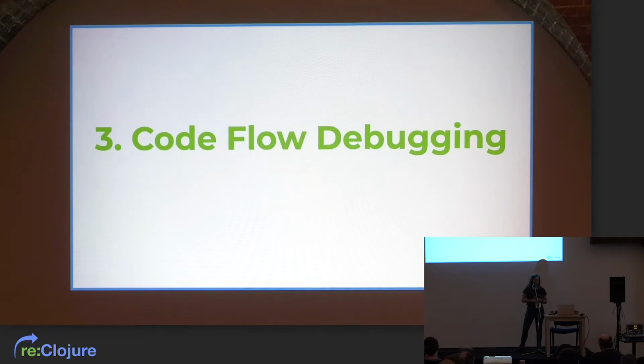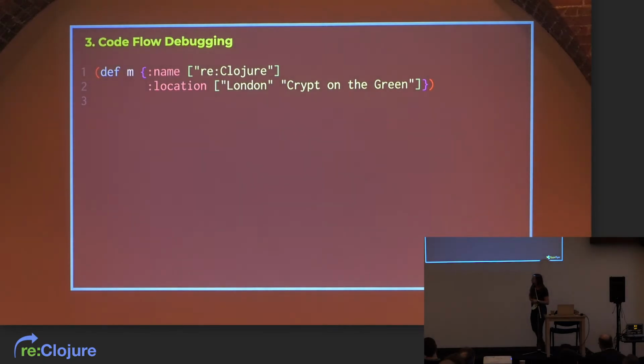So let's see another example. It will be easier to understand. We have here a map which is containing some information about this conference, the name and the location. And let's say that for this example, I want to take the string of the name, just the string, and then add another string to it.